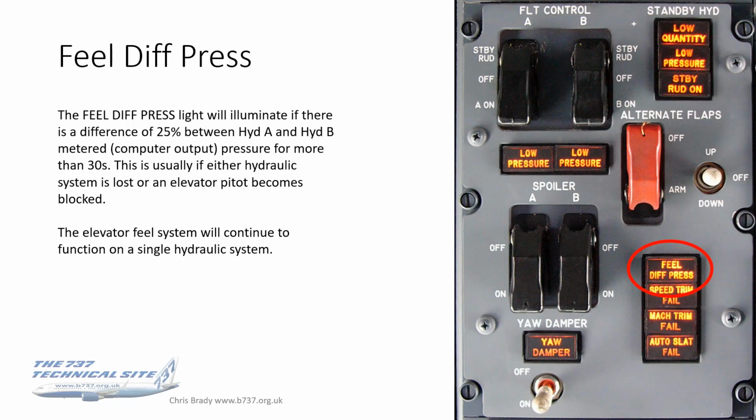I should say that even if either of those things do occur, the elevator feel system will continue to function on a single hydraulic system. The only thing you may lose, if it's the A system that you've lost, is the input from the SMID. But if it's the B system you've lost, you won't know it, and you'll still have the extra stall protection there.